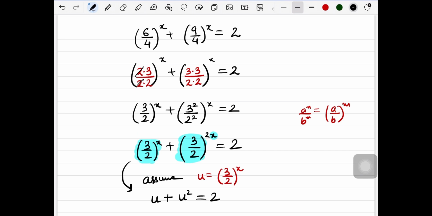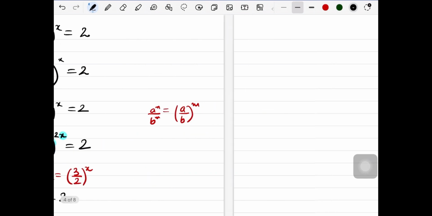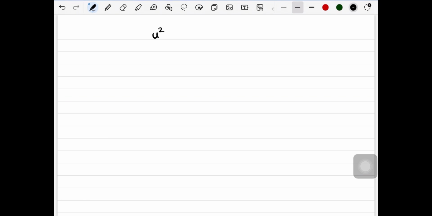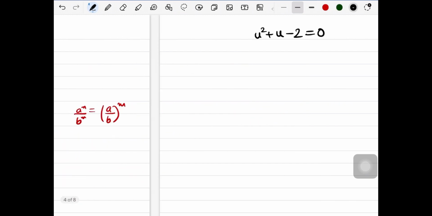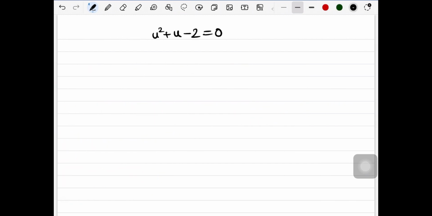My goodness, this has converted into a very easy equation. What kind of equation is this? Quadratic, yes. So u square plus u minus 2 equals 0. We have shifted this 2 to the left side. Now try to find the factors. The product should be minus 2 and the sum or difference should be 1. So which numbers can I think of?